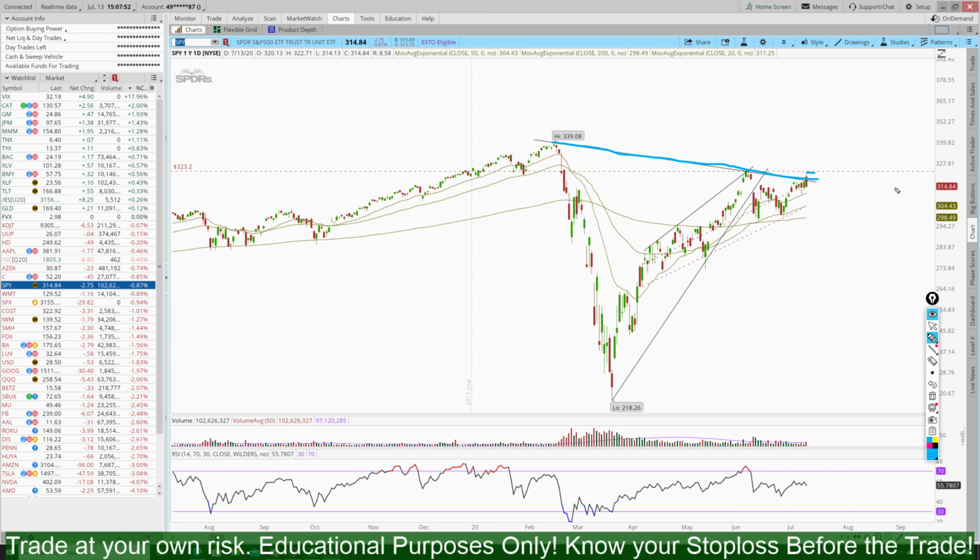We gapped above it, and honestly, I thought we'd have a gap and go kind of day. I guess some bad news came out. I don't even know what the news is, but to be down this much, I would expect there to be some sort of news.